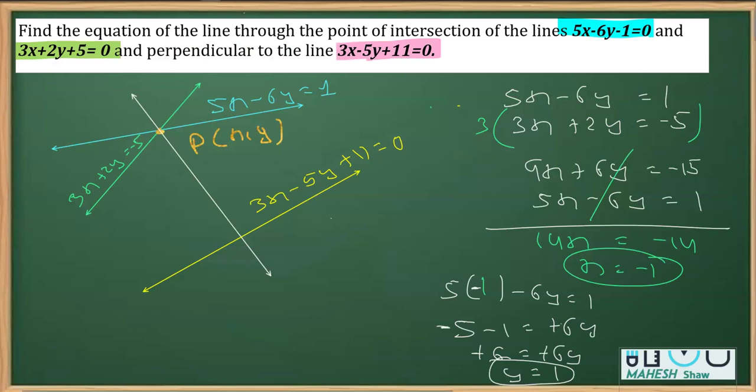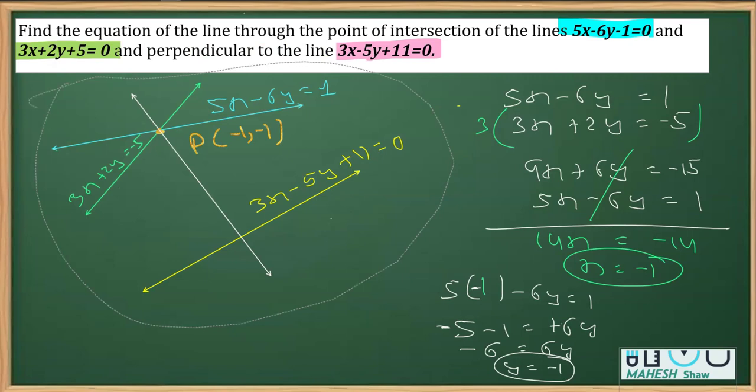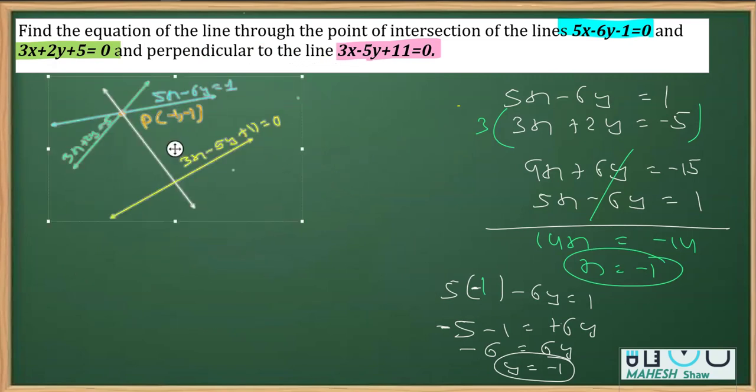So now I can replace this x and y, let me just do it properly. So we have this as minus 6 and this as 6y. So y is equal to minus 1. And I'm going to replace both x and y, and their values are minus 1 and minus 1. Well, once we have obtained these things, we can find the equation.